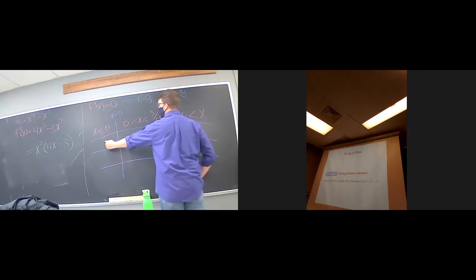This is going to be the interval x less than 0. This is going to be the interval x between 0 and 3 over 4. And this is going to be the interval x greater than 3 over 4. Let's choose a test point of -1 here. Let's choose 1/2 here. And let's choose 1 here.